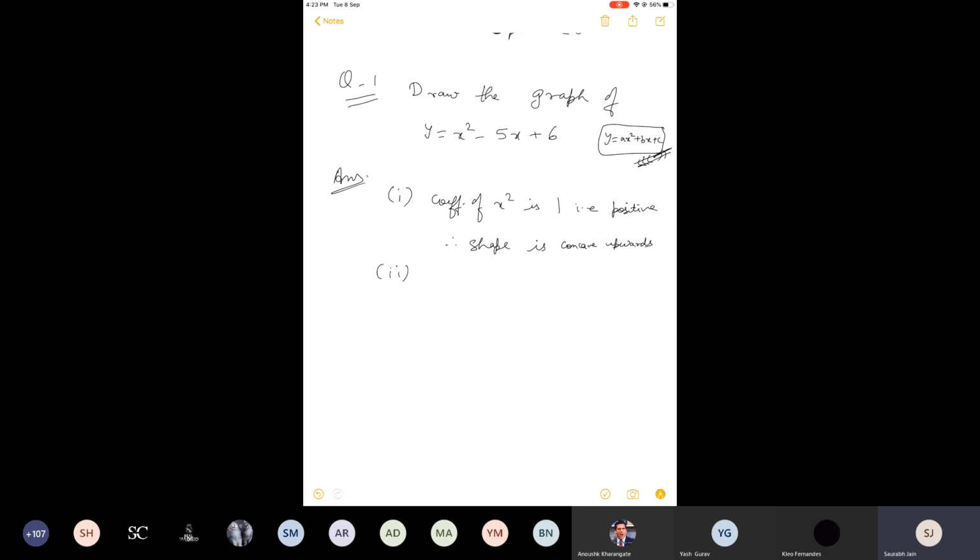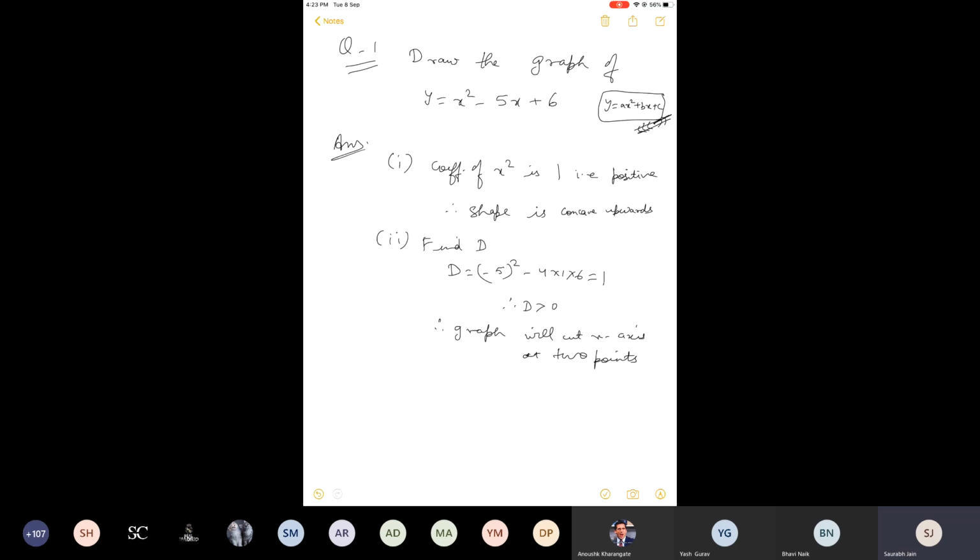Second, I will find the discriminant d. So d here is b square minus 4ac and this is 1. So d is positive. This implies the graph will cut the x-axis at two different points. Try to make a picture of this in your mind: it is opening upwards, and it is cutting the x-axis at 2 points. Try to imagine the graph. Now the third one is, if possible, find the roots. Yes, I can find the roots because d is positive. So roots, how to find them?